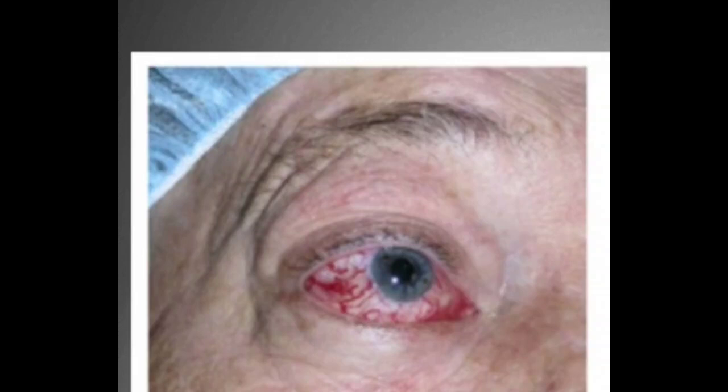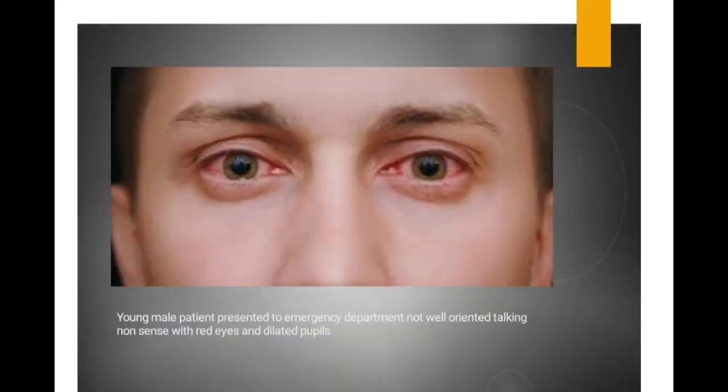And in this you can see corkscrew vessels in the conjunctiva. So it's a case of carotid cavernous fistula. You will have proptosis, pulsatile proptosis, and it is also a differential of red eye.